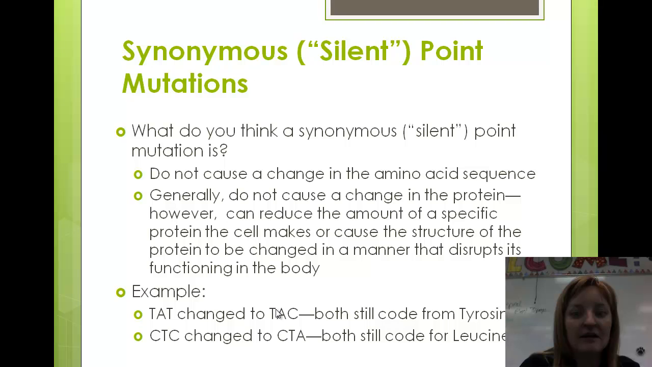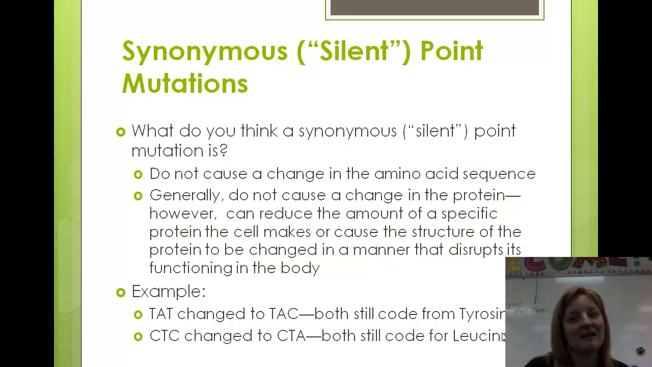Are we okay? So it can change it enough that it disrupts the functioning in the body, but it's not as much. So for example, TAT changed to TAC, they still coded for tyrosine, and then CTC also, if we made a mistake and had a point mutation as a CTA, they still code for leucine. So that's what we call silent mutations. They're still mutations, but they happen silently. They used to say that it's not a big deal if it's a silent mutation, no harm, no foul.